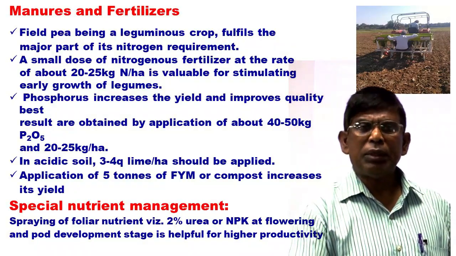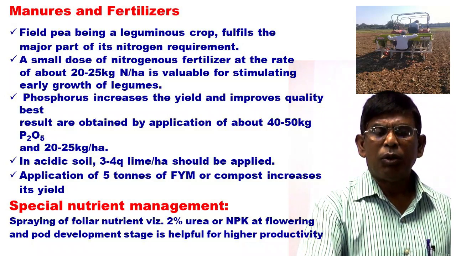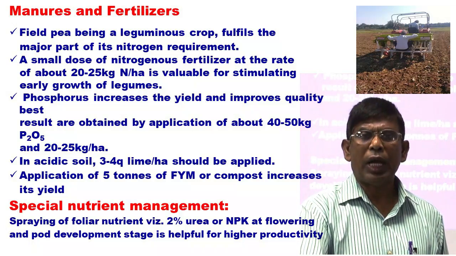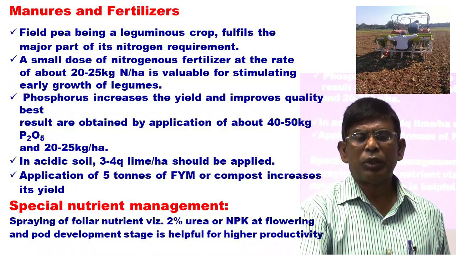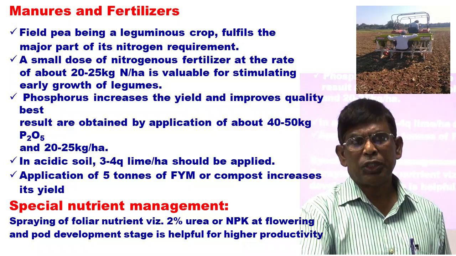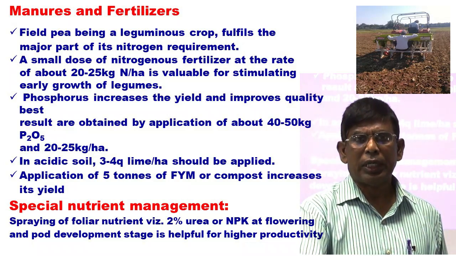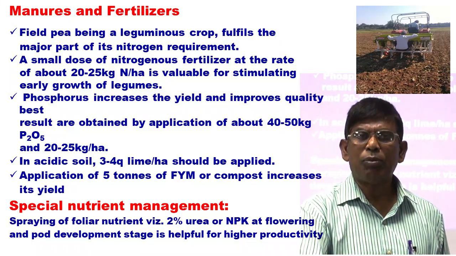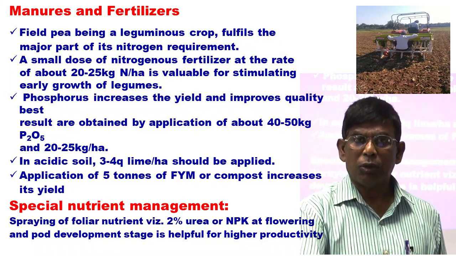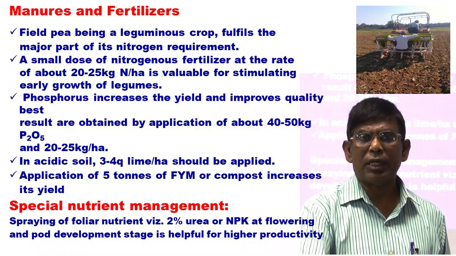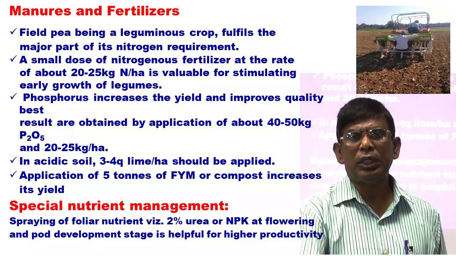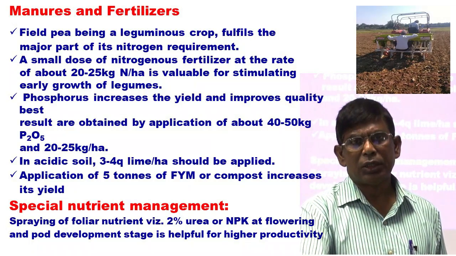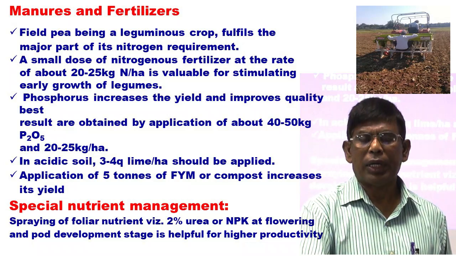Then what is the manure and fertilizer requirement? You know that it is a leguminous crop with so much nodule activity, so nitrogen can be met through the fixation of atmospheric nitrogen in the nodule, that is the symbiotic system. But you have to supply the starter dose, because nodule activity starts around 20 days after sowing. So you have to provide a starter dose of nitrogen, that is 20 to 25 kg per hectare.